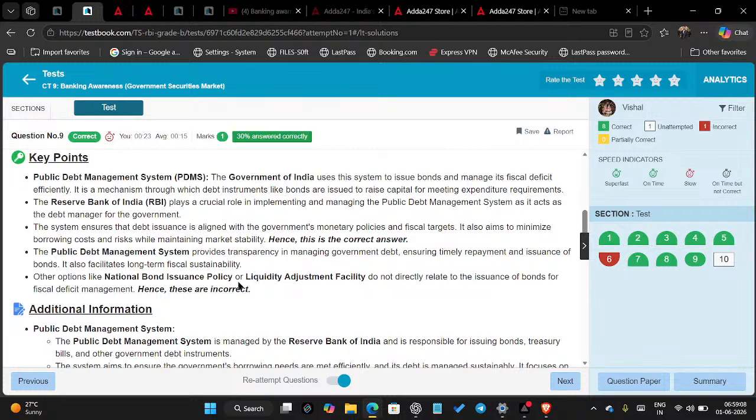The system ensures that debt issuance is aligned with the government's monetary policy and fiscal targets. It also aims to minimize borrowing costs and risk while maintaining market stability. Other options like national bond issuance policy and liquidity adjustment facility do not directly relate to the issuance of bonds for fiscal deficit management.